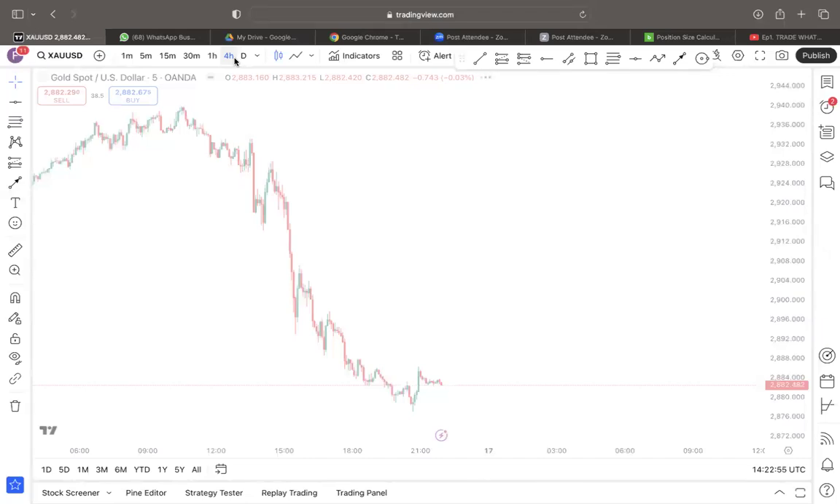Since last month, or the last 2 months now, gold has been buying. And the best thing you want to do when you catch yourself in a buying trend is to buy with the trend. You don't want to be selling when the market is buying, and you don't want to be buying when the market is selling.